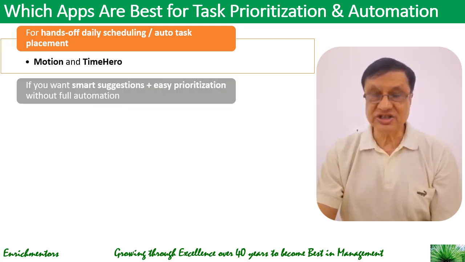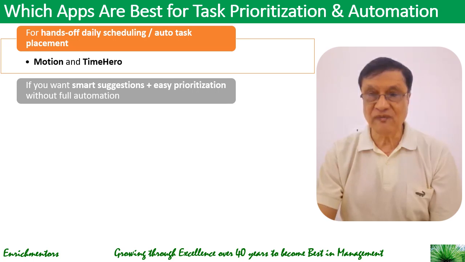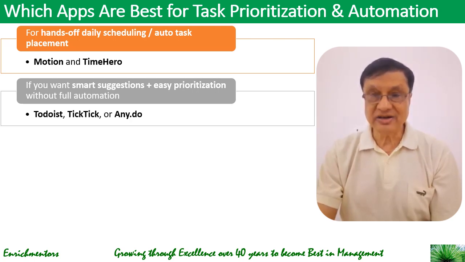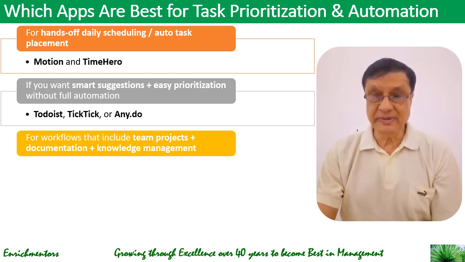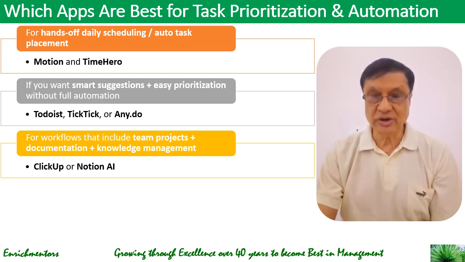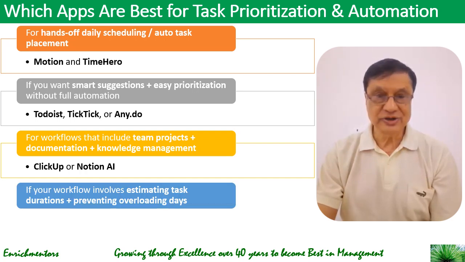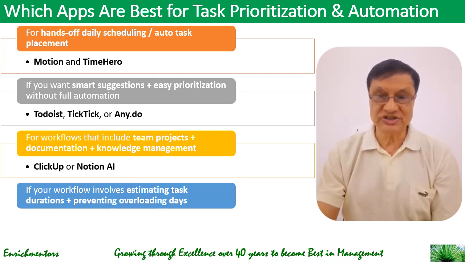If you want smart suggestions and easy prioritization without full automation, you can use Todoist, TickTick, and Any.do, which are good for you. They let you tag, set priorities, they do overdue reminders, and have suggestions, etc. For workflows that include team projects and documentation plus knowledge management, you could use ClickUp or Notion AI. They give you broad, flexible power, letting you automate tasks, subtasks, auto-generate tasks from notes, etc.